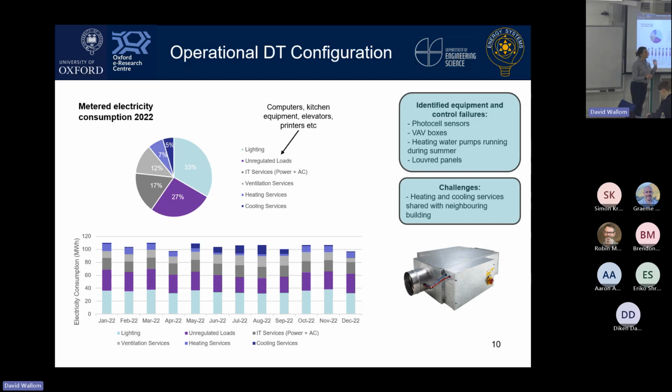So these are all little failures that I modeled in my operational digital twin to see what the impacts were. And I calibrated this model using the metered electricity consumption to really reflect the current building as it is as best as possible. One challenge that I had to deal with is that the heating and cooling services of the Andrew Wiles Building are shared with the neighboring building. So I had to do a bit of approximations regarding my metering data and my model on these aspects.